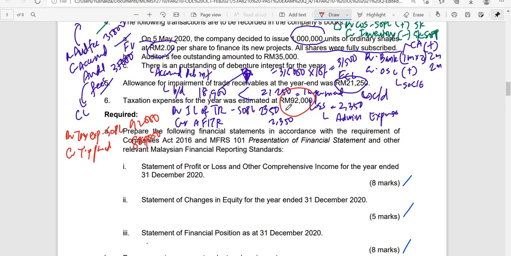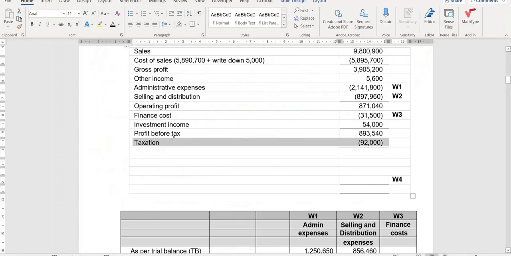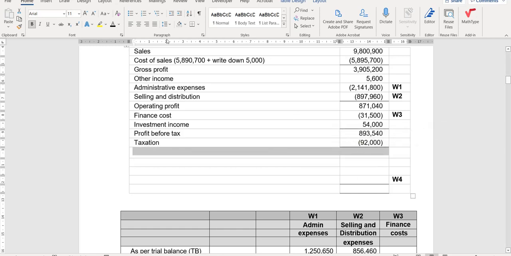So you can see there is a difference of 3,000. The difference of 3,000 will be the one that you are going to treat as tax payable, and this tax payable will go to the current liability. Tax expense will go to your SOPL. Right. So let's do that in our statement of profit or loss first. So you show that 92, and the rest is for you to just total up the profit after tax.